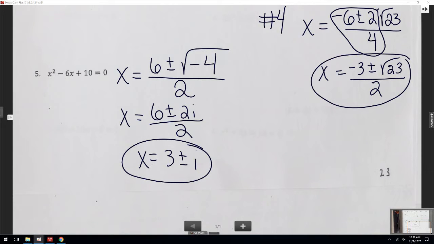Y'all okay? What number's right here inside of the square root? 1. Number 2. Y'all got number 2, okay.